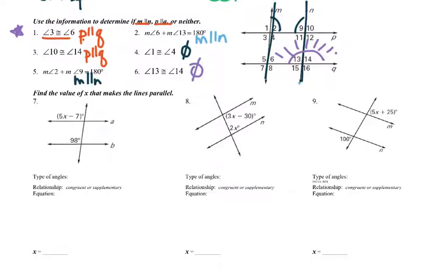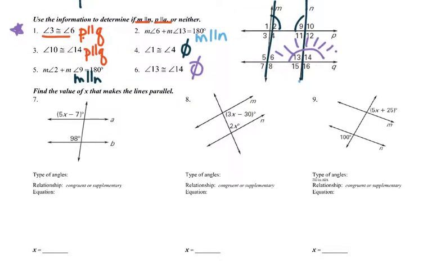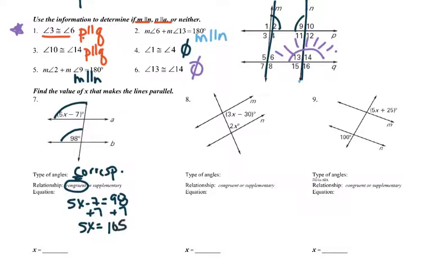The last ones are our algebra questions, and you're going to say, didn't we already do these? Yes, we did. It's just a review. So we look at the picture. The picture is always talking to us. What kind of angles does that picture say we have here in number 7? You're right, corresponding. What's our relationship between corresponding angles? They are congruent. What does congruent mean? Congruent means equal. And then once you have that, you're kind of home free, right? You can solve this, 105 and x is 21.